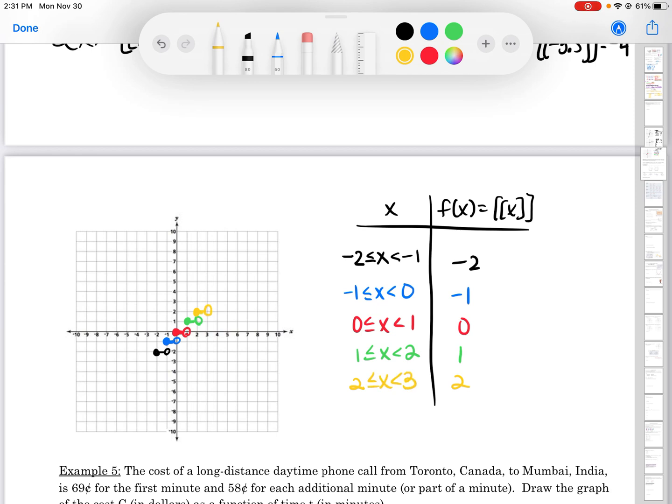So we call this the greatest integer function, but sometimes we also refer to this as a step function. That's because it looks like a set of stairs. Looks like a staircase.